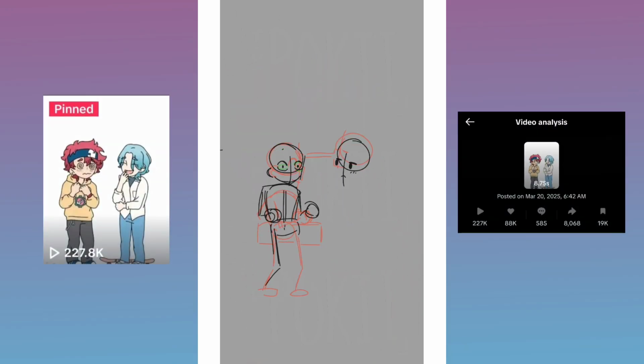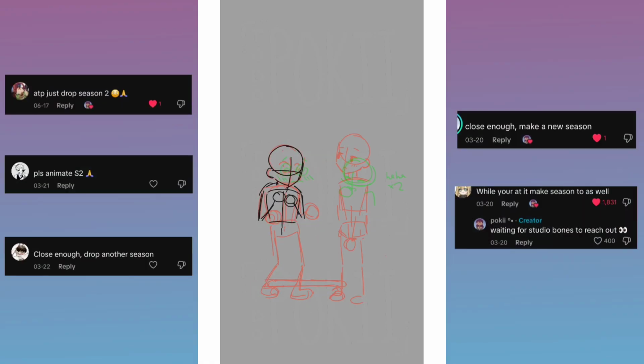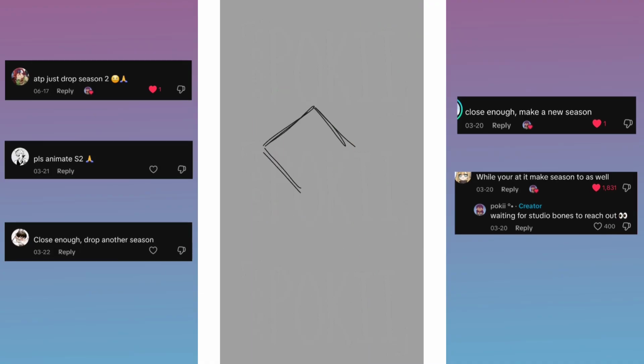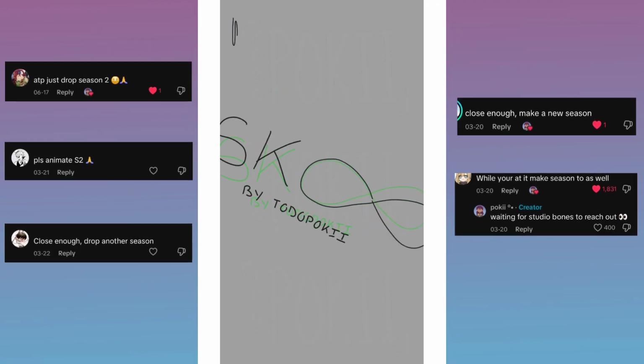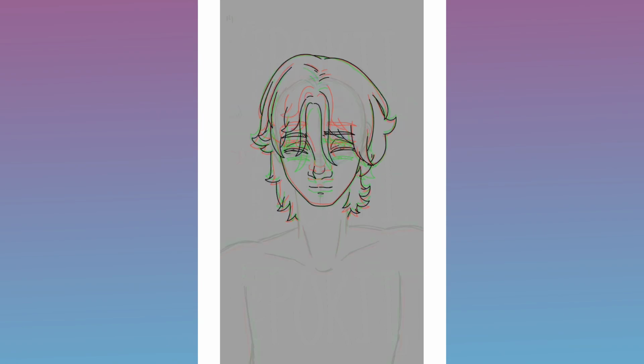But I think it's safe to say that TikTok loved it. Let's go through some TikTok comments. I would like to start off with these few comments right here because they're essentially saying the same thing. And listen, if Studio Bones wanted me to join their production, I would be so down. Matter of fact, I have a message for them.